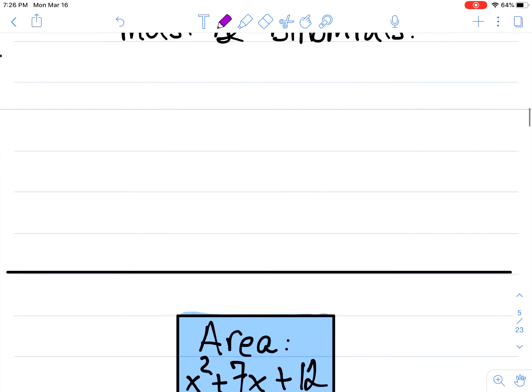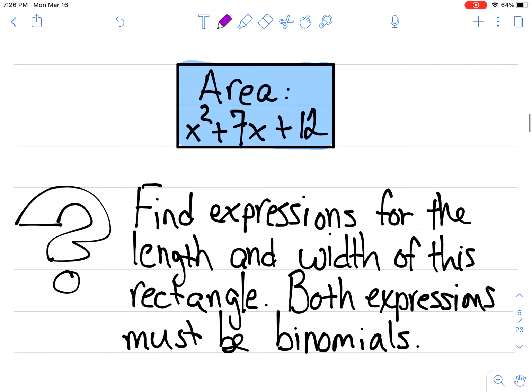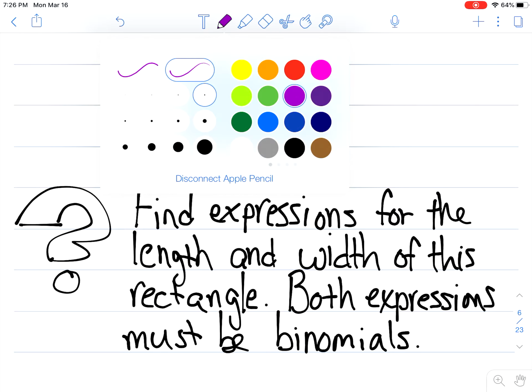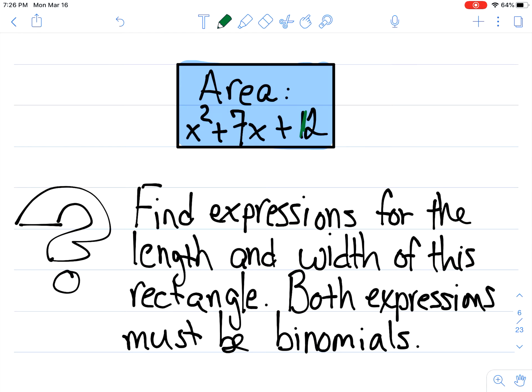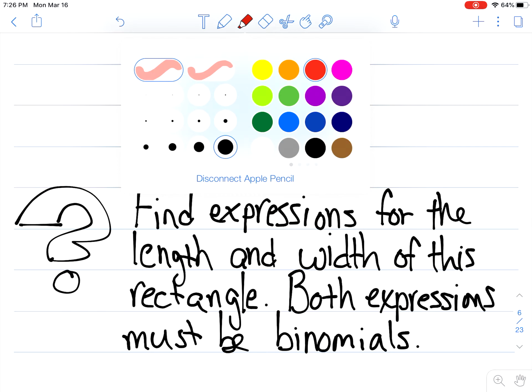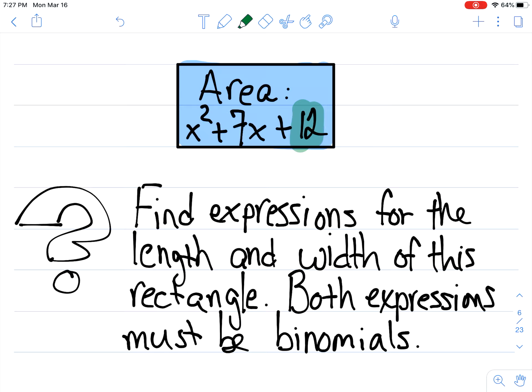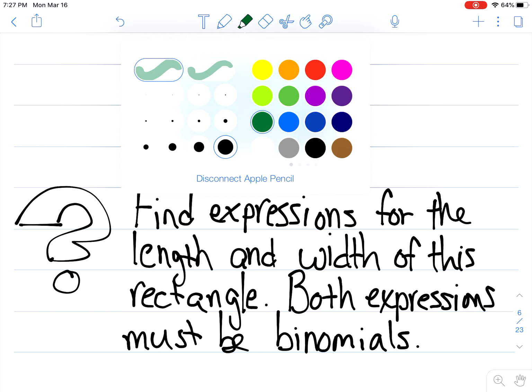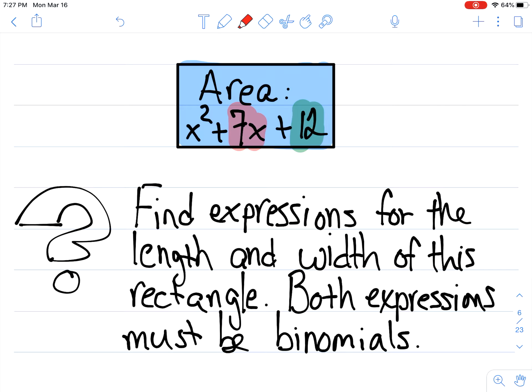All right, so if we go back down here to our next example, this one right here, we're going to try to do the same thing. This time the number I'm looking at is 12, and then the middle term is 7. So I want a factor pair of 12.